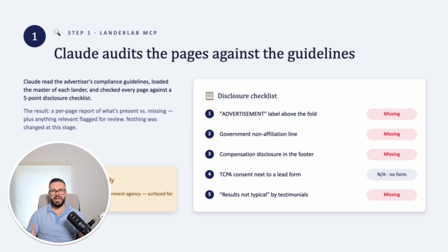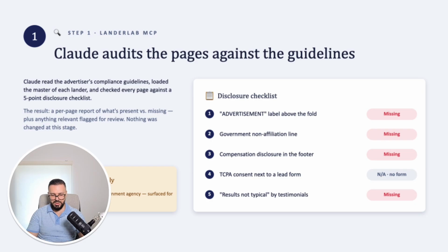Now let's see in practice what we have, how we are going to change it, and the final result. So first, let's see a list of the changes requested by the advertiser. Here we have a list with 5 points that says the advertisement should be above the fold, there should be a government non-affiliation line, a compensation disclosure in the footer, the TCPA consent next to a lead form, and the results not typical in the testimonials.